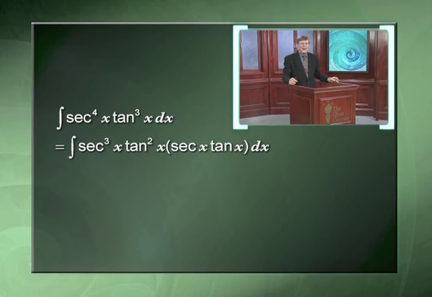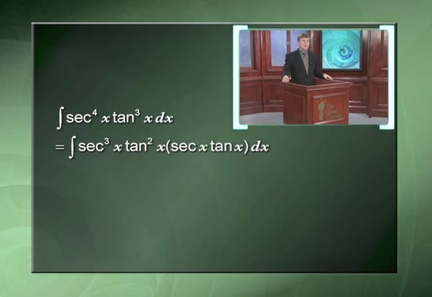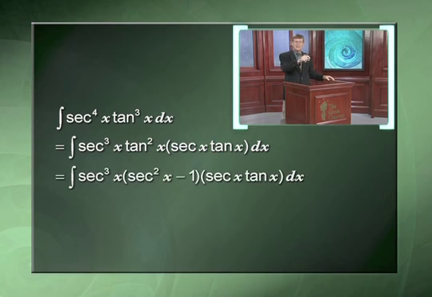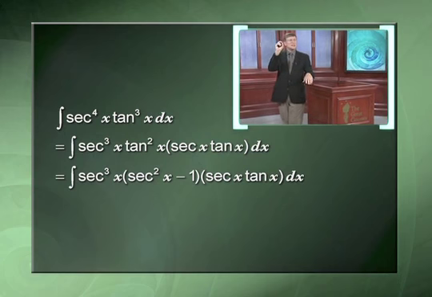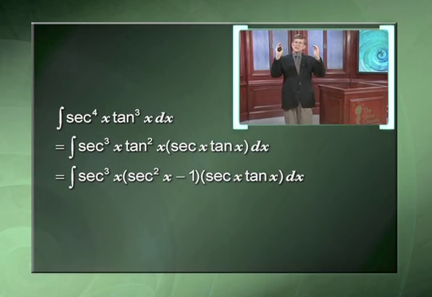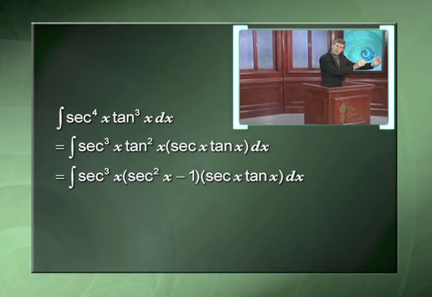Now, why did I do that? Well, now I'm going to convert the tangent squared to secants. And what's the derivative of secant? Secant tangent, which is sitting over there on the right. So tangent squared is secant squared minus 1 by the same trigonometric identity. So our problem becomes secant cubed times the quantity secant squared minus 1 times secant tangent.